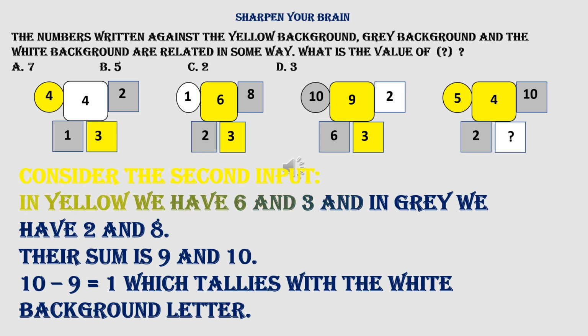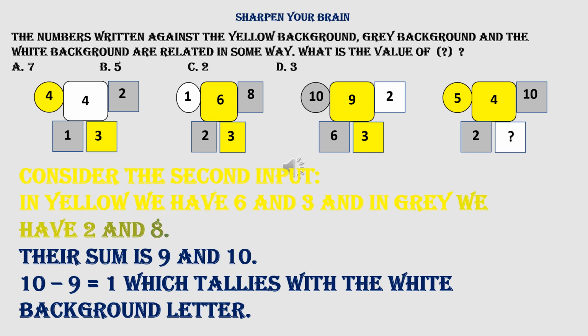Consider the second input. In yellow we have 6 and 3. And in gray we have 2 and 8. Their sums are 9 and 10. 10 minus 9 equals 1, which tallies with the white background number.